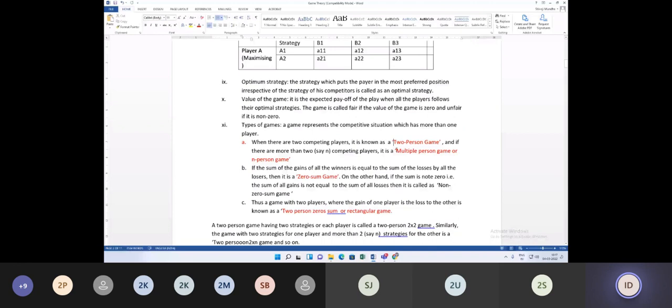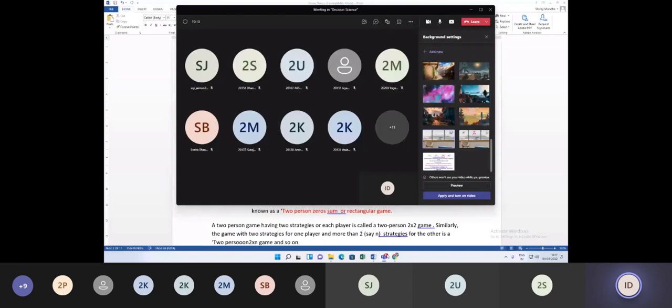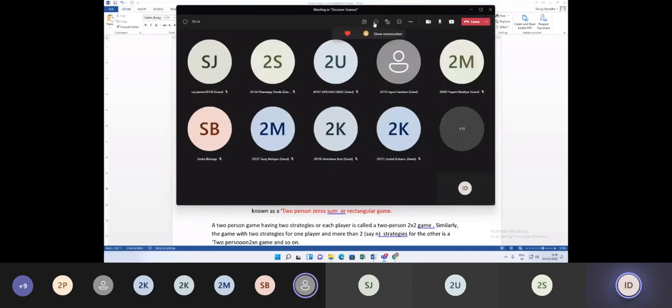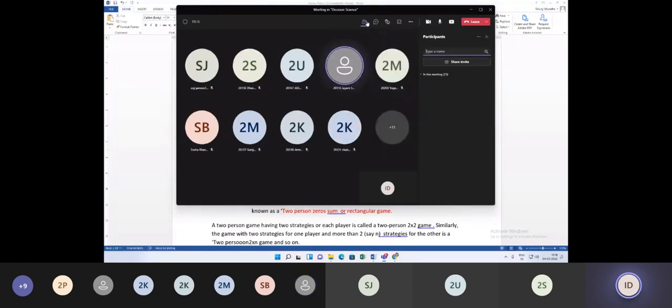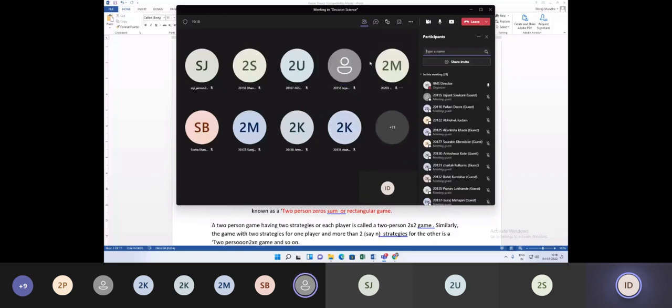Are you getting it or not? Are you with me? Yes, sir. Try to understand the concept, because the complete example is not expected in the examination. So try to understand the concept.